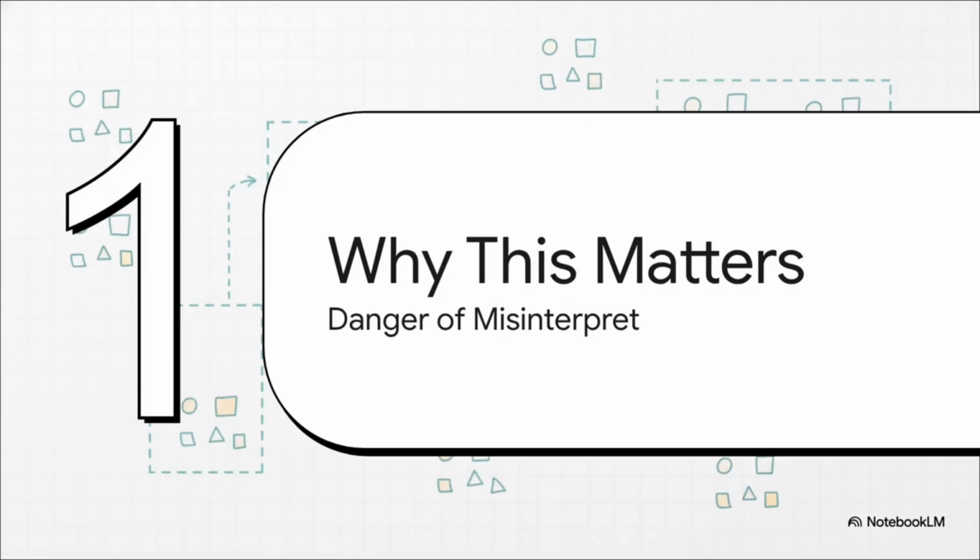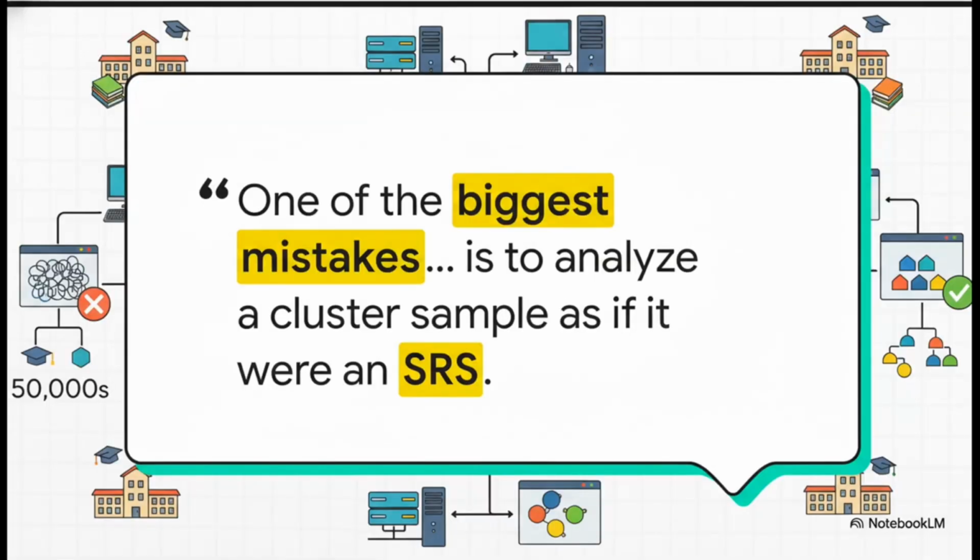So we've covered the what and the how, but now we really need to talk about the why. Why is it so incredibly important to get this stuff right? Because, frankly, getting it wrong has some pretty serious consequences. This quote from the source material really hits the nail on the head. This isn't some minor, nitpicky error. It's a fundamental mistake in analysis that happens all the time. Researchers get a data set with, say, 10,000 responses, and they just dump it into their software, completely ignoring the fact that those 10,000 people came from maybe only 50 schools or 100 neighborhoods.